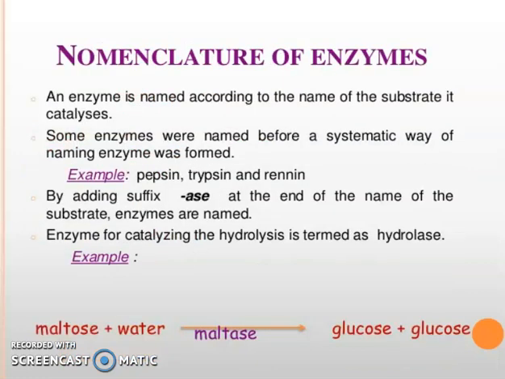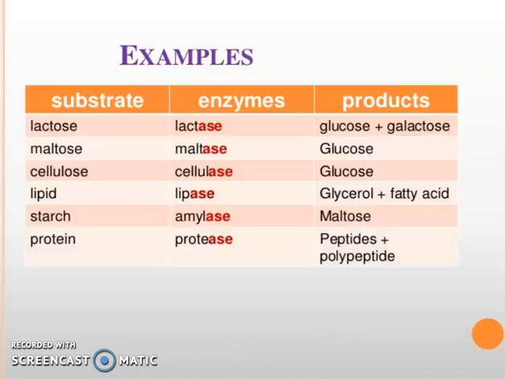So my friends, nomenclature of enzymes. An enzyme is named according to the name of the substrate it catalyzes. Some enzymes were named before a systematic way of naming enzymes was formed: pepsin, trypsin, and rennin. By adding the suffix -ase at the end of the name of the substrate, enzymes are named. An enzyme catalyzing hydrolysis is termed a hydrolase. For example, maltose plus water, maltase enzyme, gives glucose and glucose.